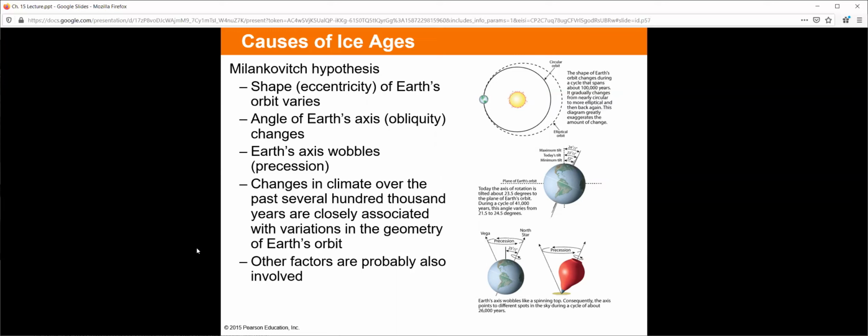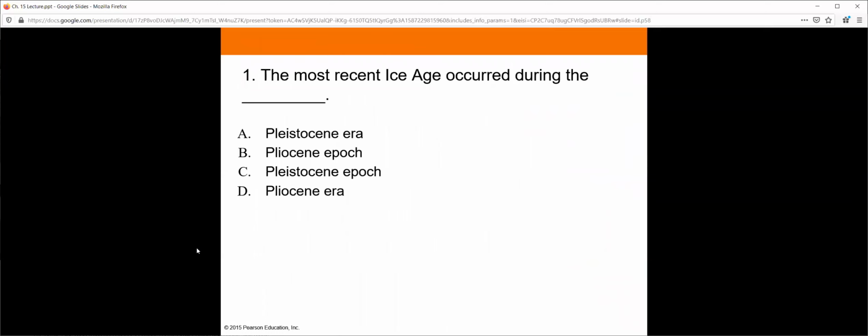Changes in climate over the past several 100,000 years can be closely associated with the variations shown in these orbits and precessions. Of course, other factors are involved, but the farther you get, the less sun shines on a place where glaciers tend to occur. This promotes glacial growth.